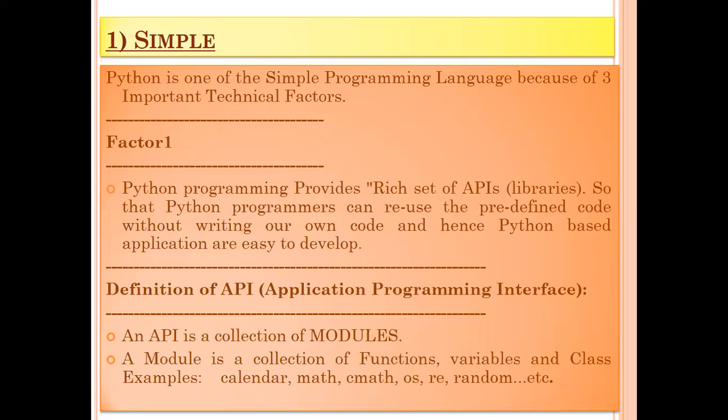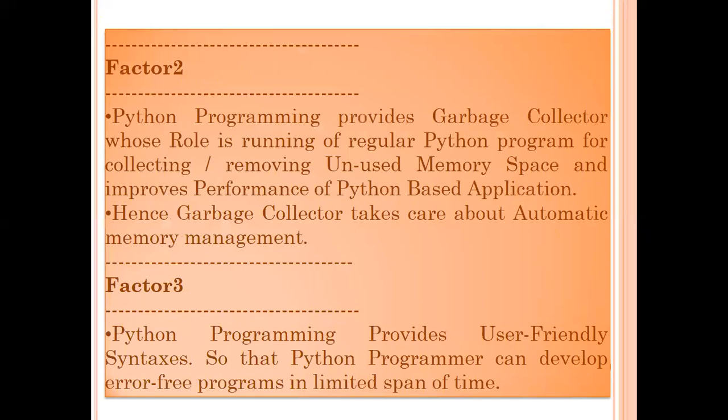Now, as I've told you, an API is a collection of modules. Students, you need to remember these because later on we are going to discuss modules also. An API is a collection of modules, and a module is a collection of functions, variables, and classes. Examples: calendar, math, cmath, os, re, random, etc. Okay. Now, second factor.